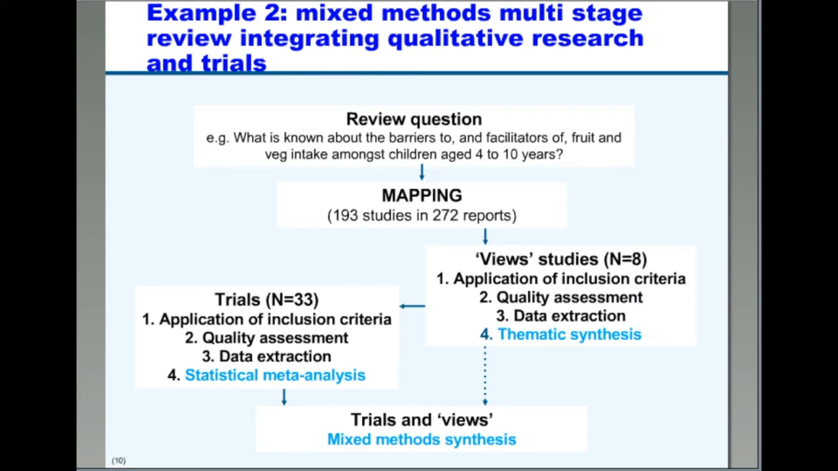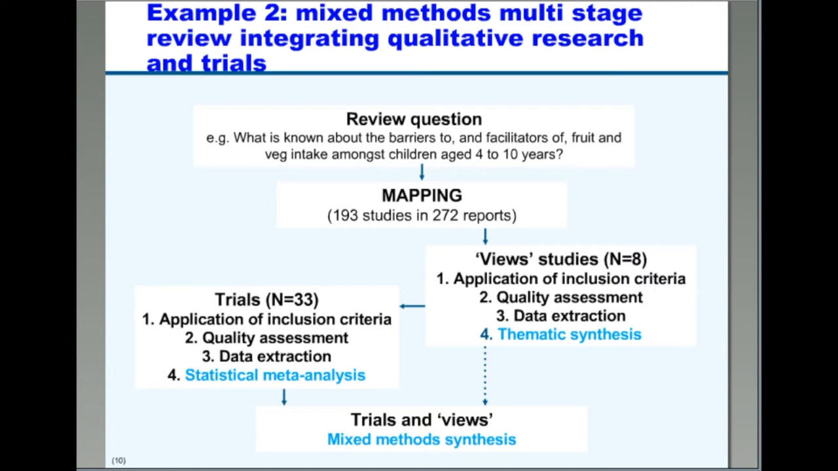The next example is a mixed methods review where there was a question about barriers and facilitators to fruit and vegetable intake amongst young children. So this was concerned with trying to increase the fruit and vegetables that young children and young people ate. So there were two sub-questions, and they took different approaches to systematic reviews. First of all, there was a broad mapping exercise, and there's another webisode about what mapping is, but basically it's describing a research field. And in this review, there was a very broad question, including very many different studies, and those studies could be used to answer both the sub-question about trials and the sub-question about views.